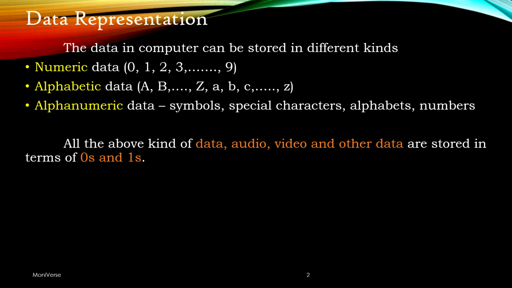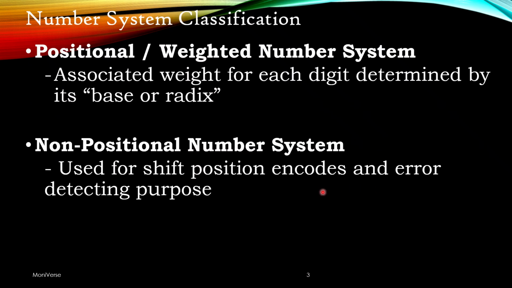And one more thing, not only these types of data, but the computer can also store audio and video representations and other data. But the thing is, all these data can be stored in the form of zeros and ones. So if it is numerical data, any of the digits can be represented as a combination of zeros and ones. Or if it is alphabetical data, A will also be a combination of 0 and 1.